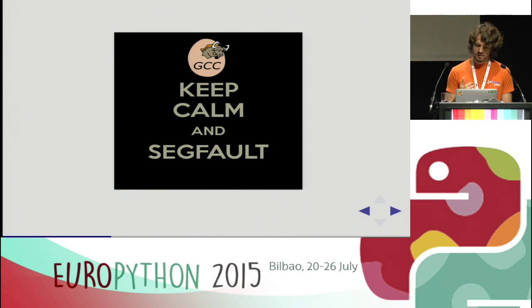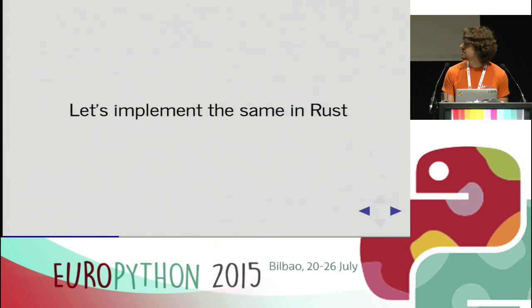And I personally, after years of Java and Python, just can't imagine how to live in a world where you can suddenly become a pointer to random data in memory. So let's carry on to Rust, finally. Let's implement the same in Rust.